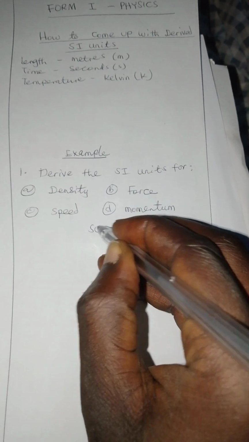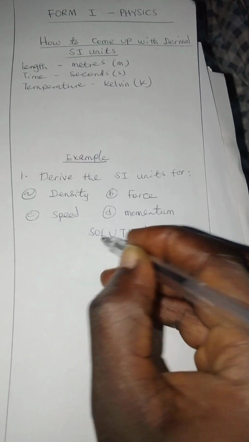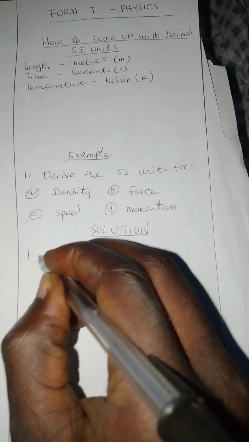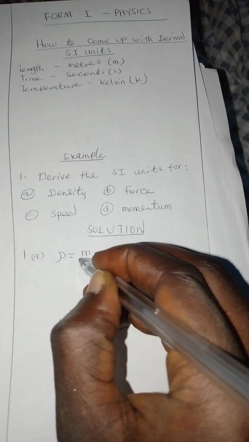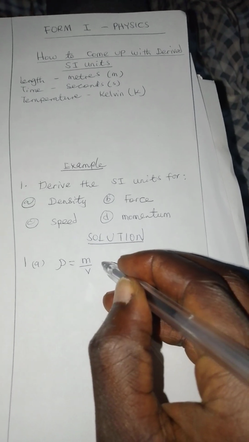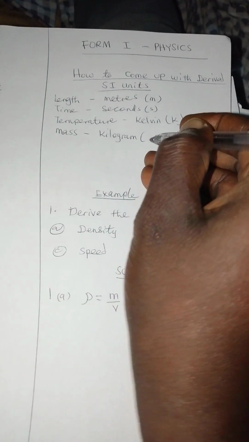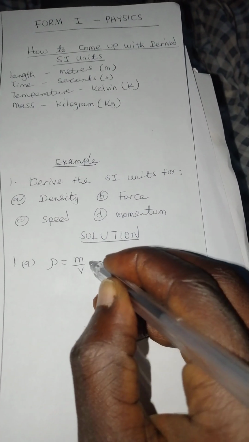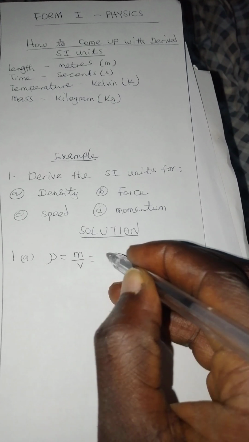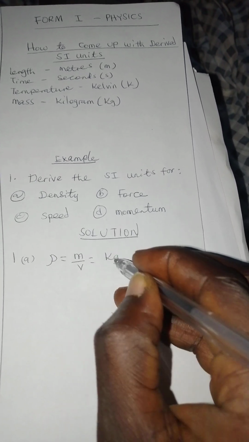So now let's do this step by step. To do that, we need first of all to know the formula for calculating density. We know that density is given by mass over volume. Now we know the SI unit for mass is kilogram, and the symbol is kg. So when we come here, we know that the SI unit for mass is kg, so I'm writing the SI unit for mass, kg.